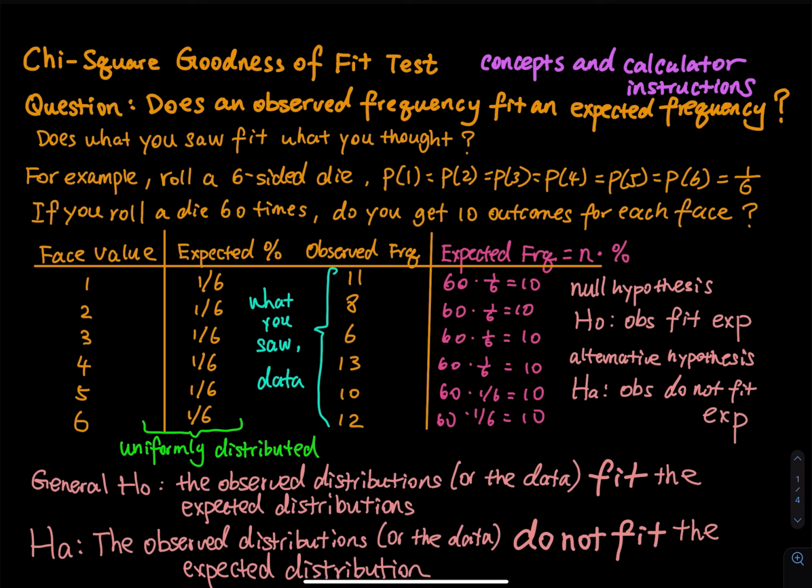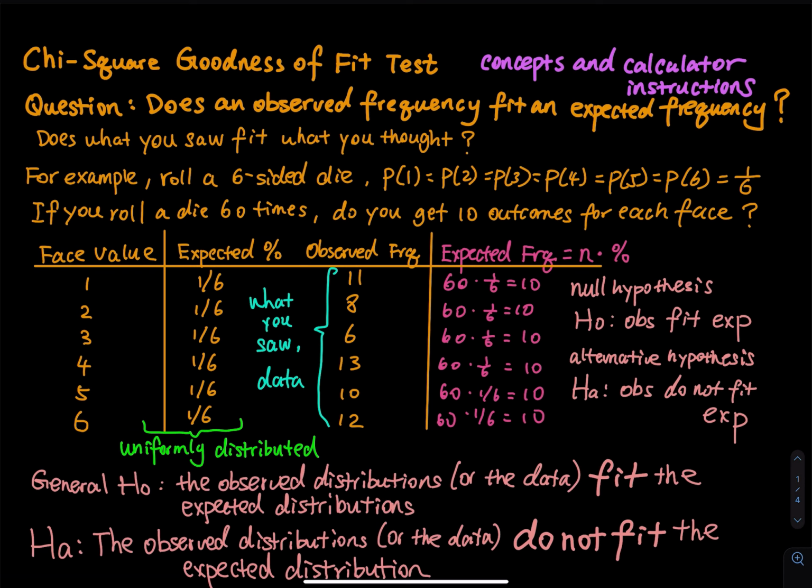So let me give you another example. Let's say you roll a 6-sided die. So 1, 2, 3, 4, 5, 6, 6 faces. The probability to get each face value is 1 over 6, right? You roll a die, what is the probability to get a 2? The answer is 1 over 6. You roll a die, what is the probability to get a 5? The answer is 1 over 6.